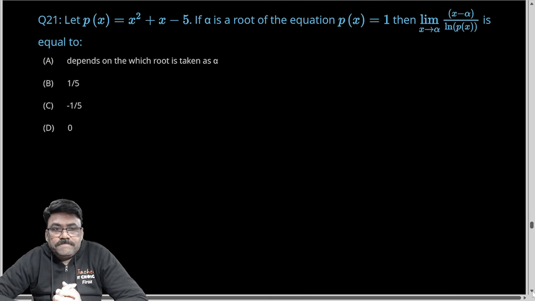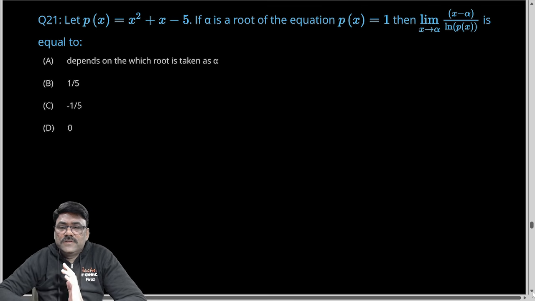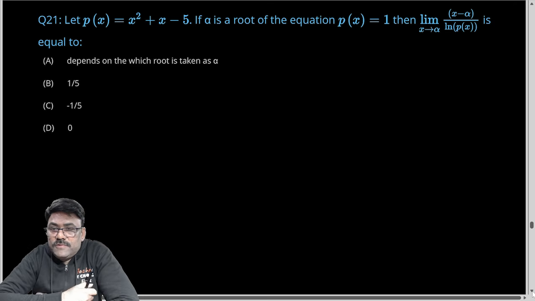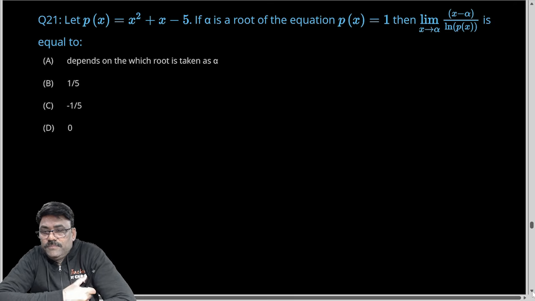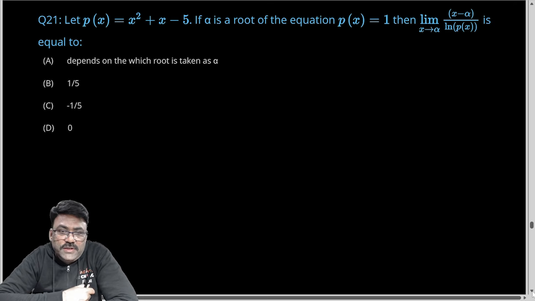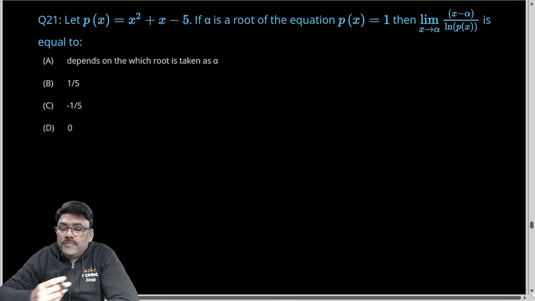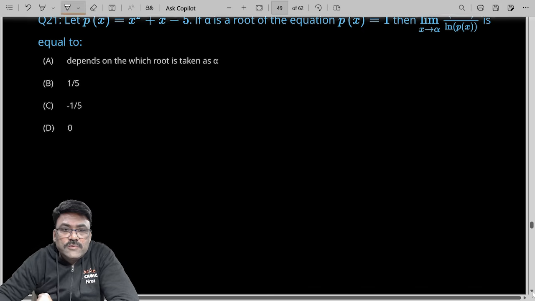See this question. P(x) is a given quadratic, x square plus x minus 5. Alpha is a root of P(x) equal to 1, which means P(alpha) is 1. So what will be the limit as x approaches alpha of (x minus alpha) over log P(x)? Is it a constant, or will it depend upon the choice of alpha, which root I'm taking? P(x) equal to 1 is a quadratic, so it will give two roots. So will it depend on the choice of the root, or will it be a constant?